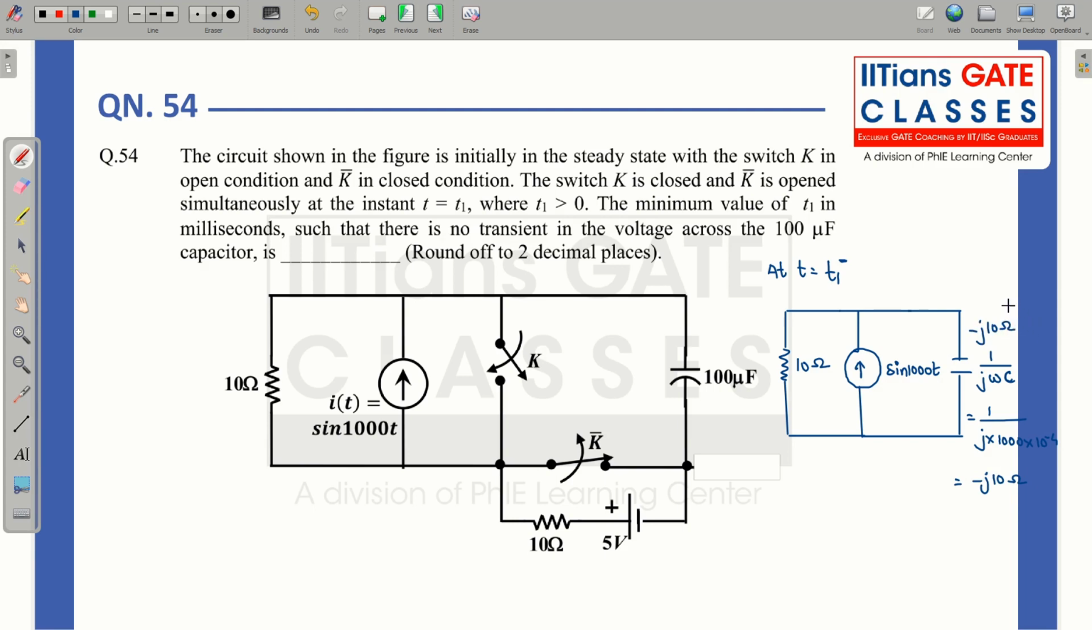Now what we need to calculate here is the minimum value such that there is no transient in voltage. So we require the capacitor voltage, so let us try to find out the capacitor voltage. For finding it, you can see this 10 ohm and this impedance are in parallel, so I can apply the current division rule.